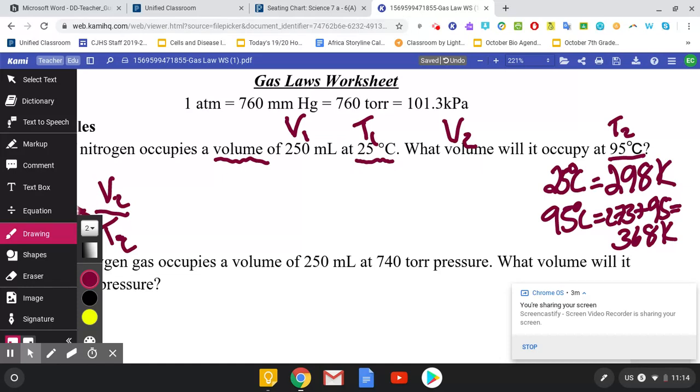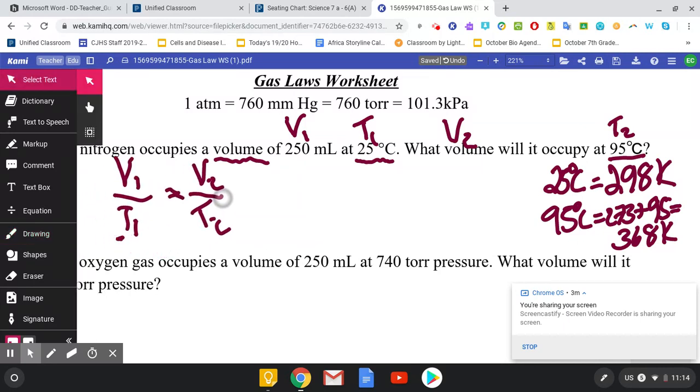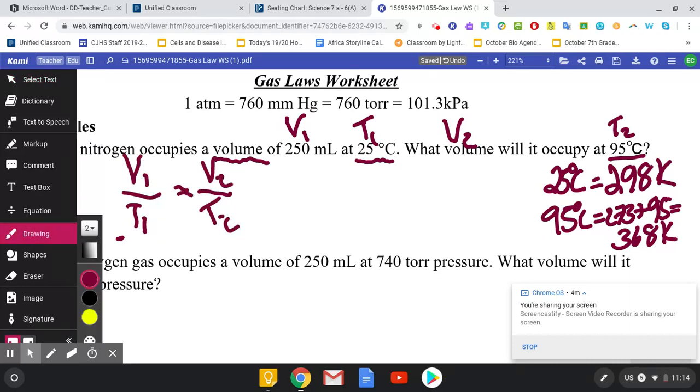We know that V1 over T1 equals V2 over T2. We've identified what we have, and now we can plug in what we have and solve for what we don't have. V1 is 250 milliliters. T1, 25 degrees, was 298 Kelvin. That equals whatever our V2 is, which is what we don't know, over T2, which is 368 Kelvin.